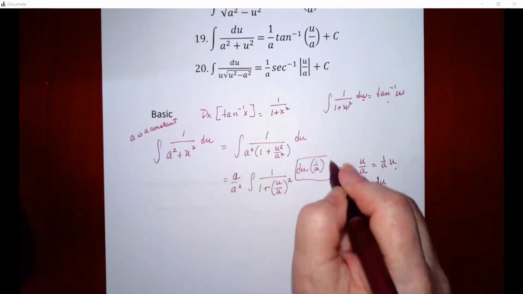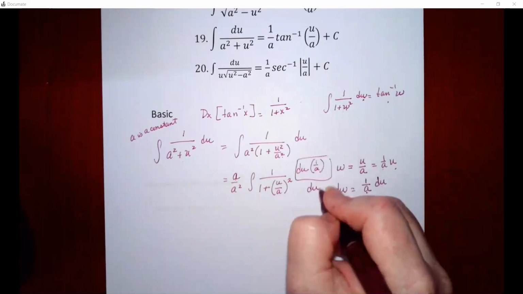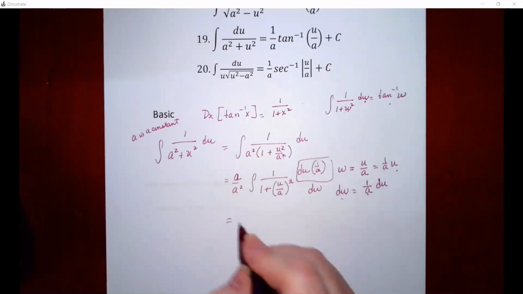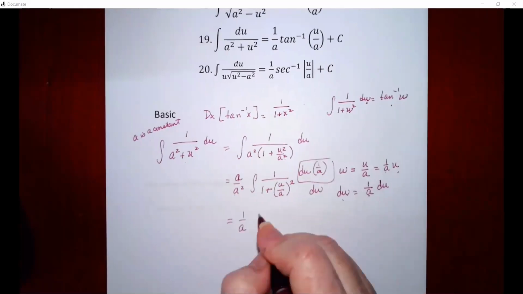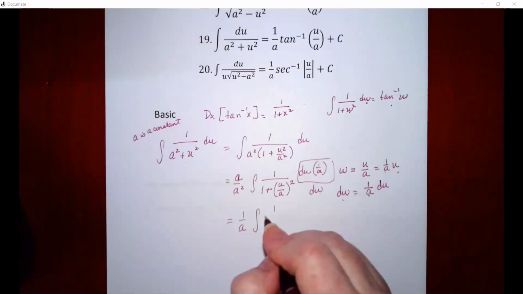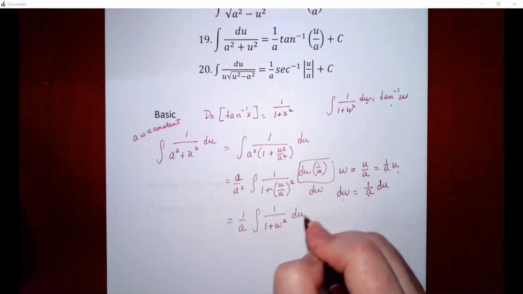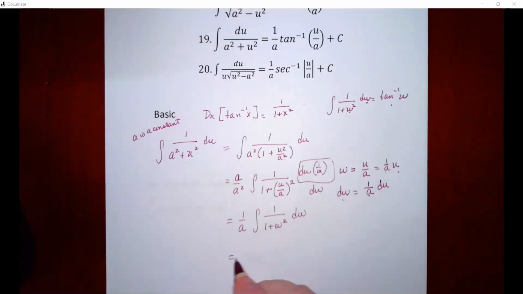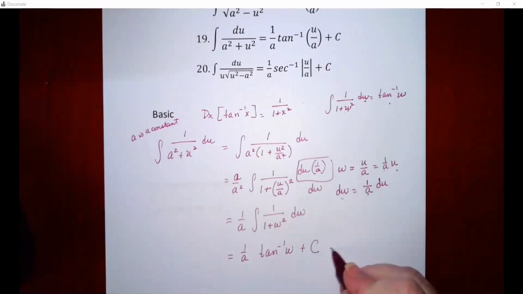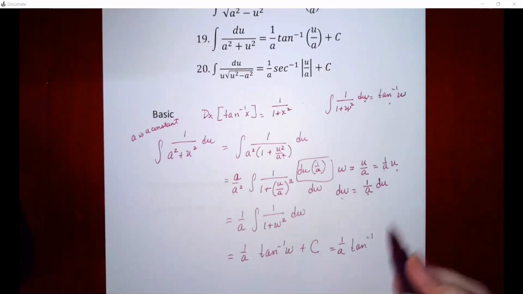This part would be my dw, and I have a over a squared is 1 over a times the integral of 1 plus w squared dw, where we have 1 over a times the inverse tangent of w plus C, or that's 1 over a times the inverse tangent of u over a plus C.